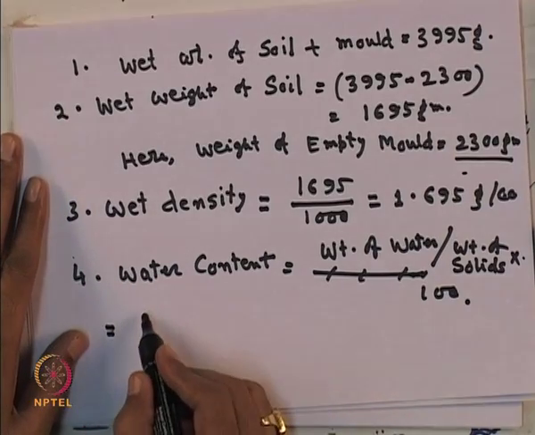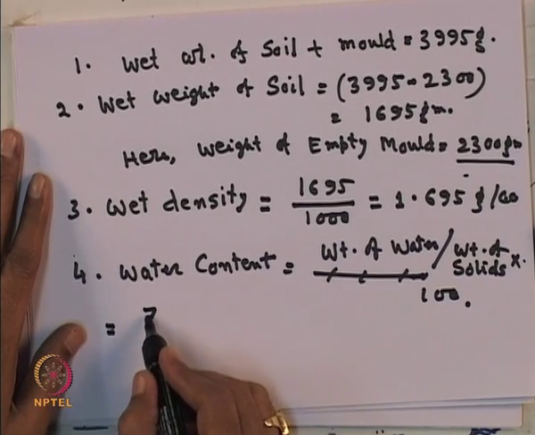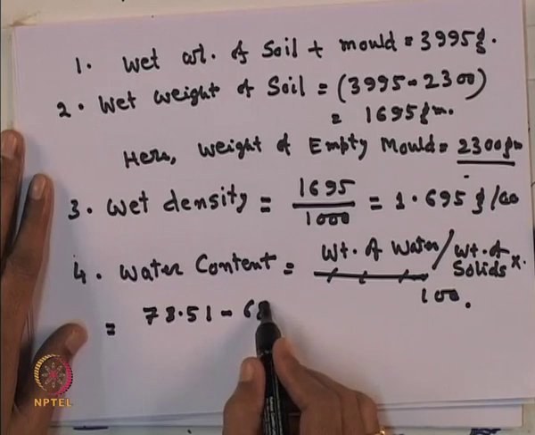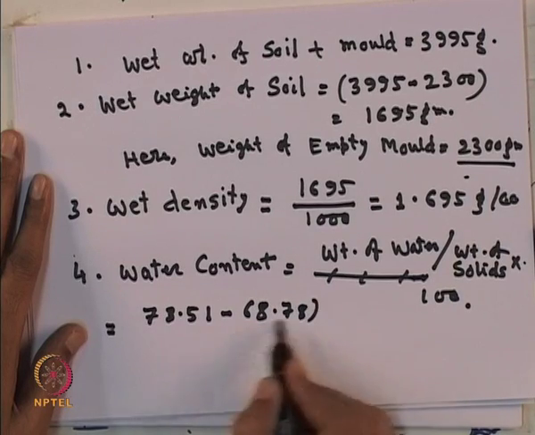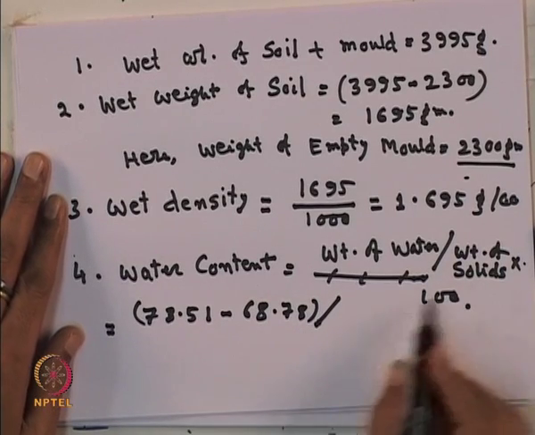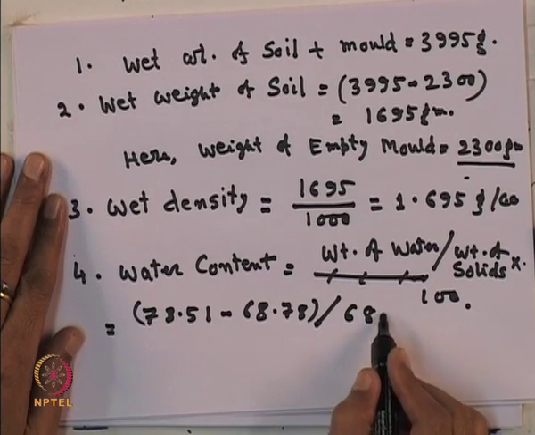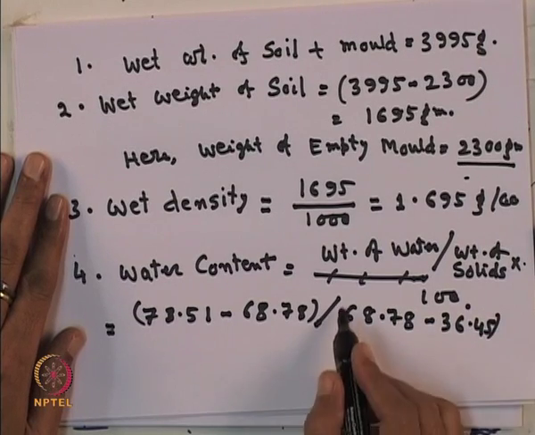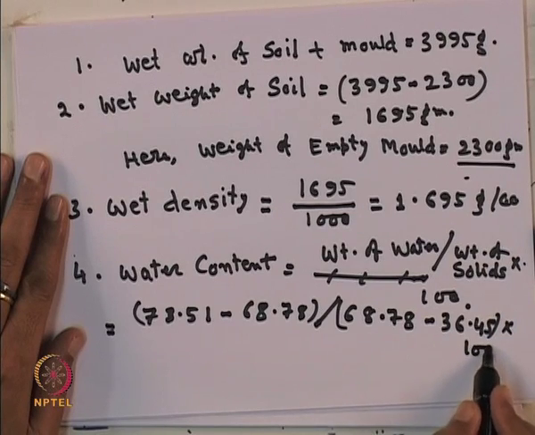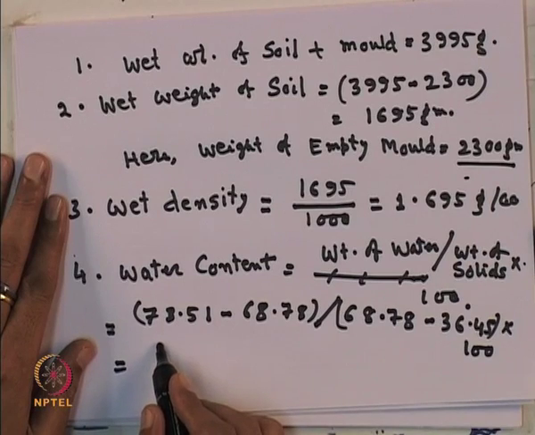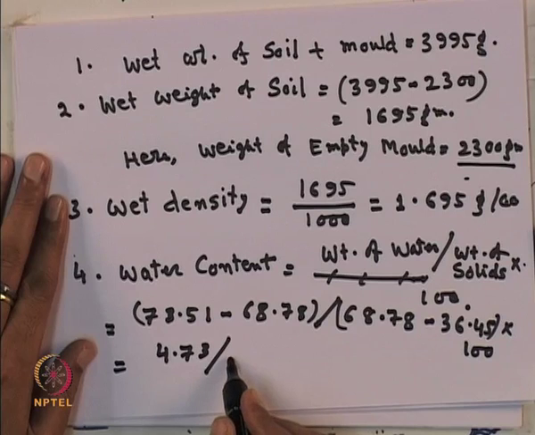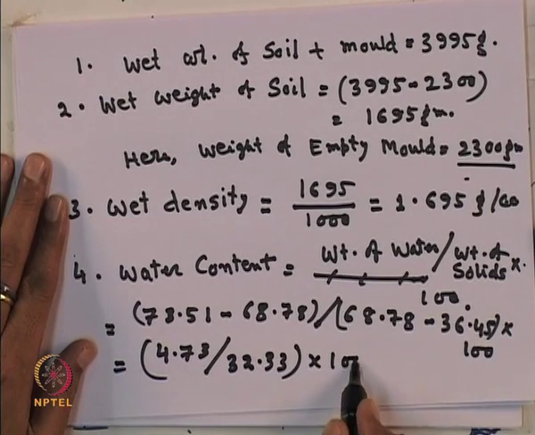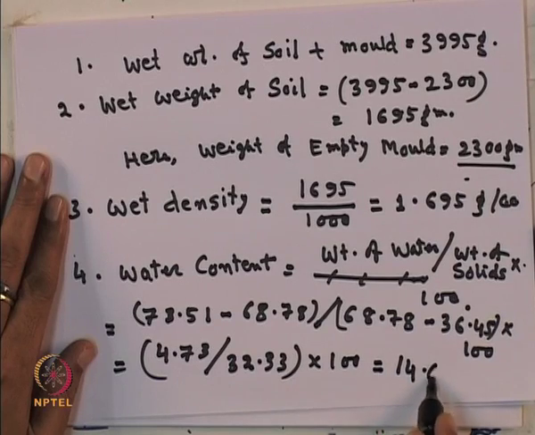So, weight of water is given in the table, this 73.51 minus 68.78, this divided by weight of solid, 68.78 minus 36.45, this into 100. So, if you calculate, this will give 4.73 divided by 32.33 and this into 100, that is about 14.63%.